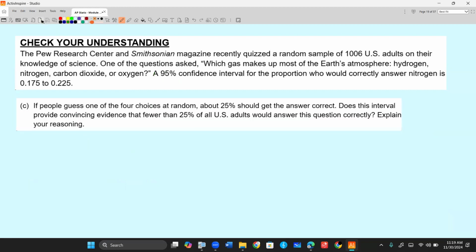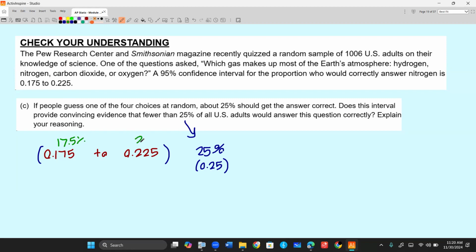Part C. If people guess one of the four choices at random, about 25% should get the answer correct. Does this interval provide convincing evidence that fewer than 25% of all US adults would answer this question correctly? Explain your reasoning. Well, let's look at our interval again. If our interval is from 0.175 to 0.225, so 17.5% to 22.5%, that 25% is going to be above the whole interval. So if I'm trying to say, do I have convincing evidence that fewer than 25%, since my entire interval is below 25%, what do you think?